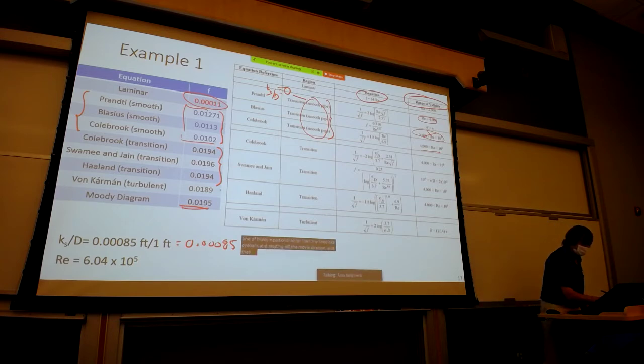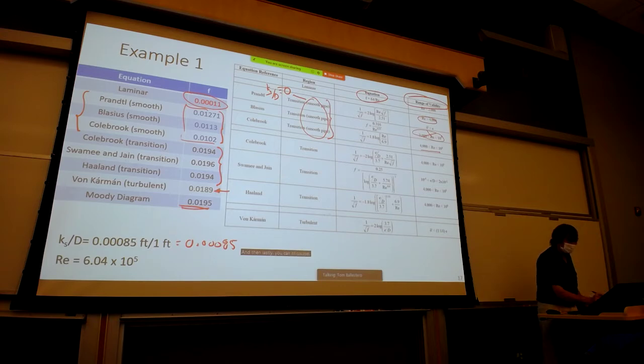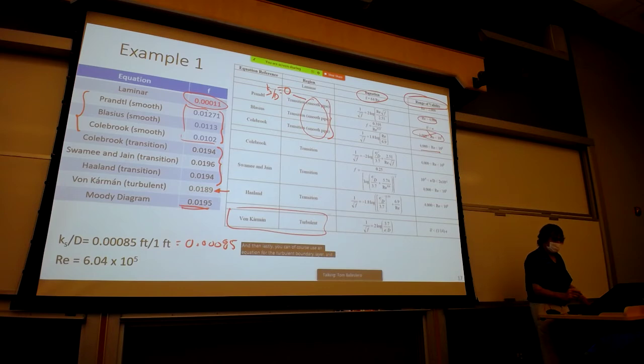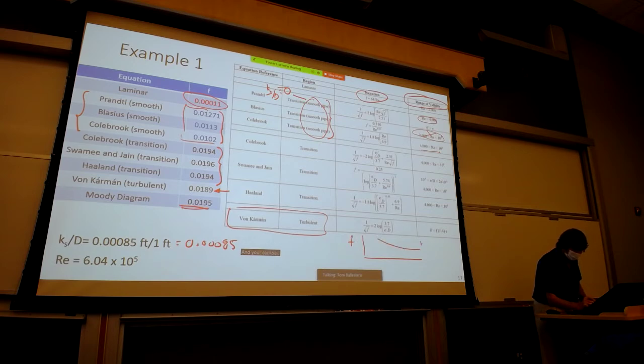And then lastly, you can, of course, use an equation for the turbulent boundary layer. And again, you're on the Moody diagram, and your contour of relative roughness, 0.00085, is in the transition zone.